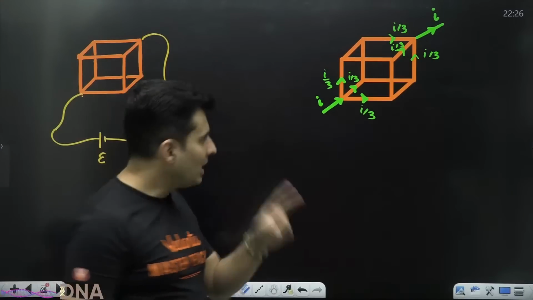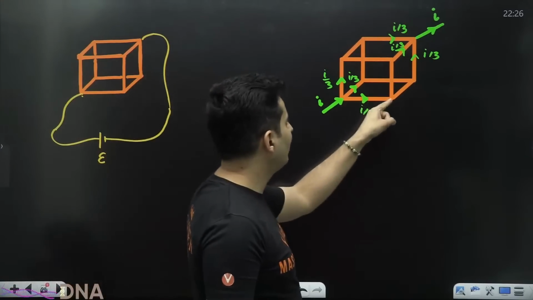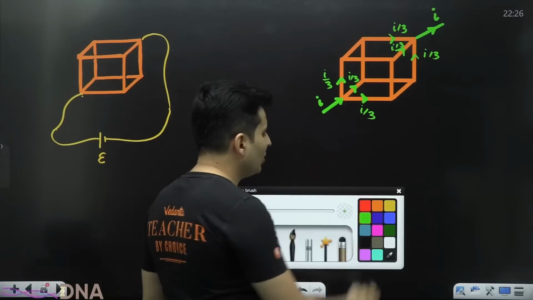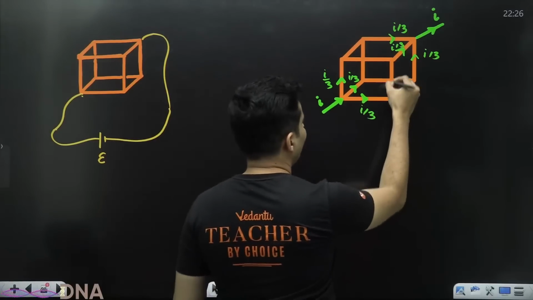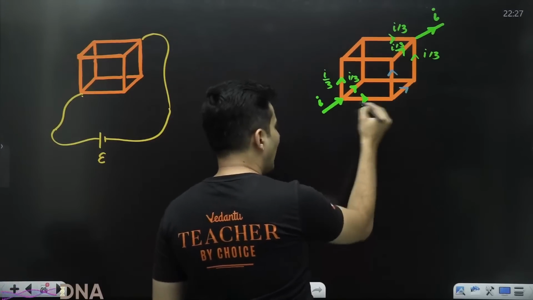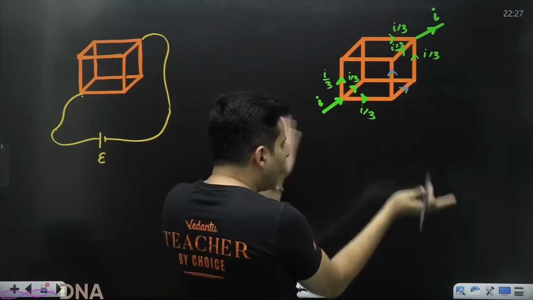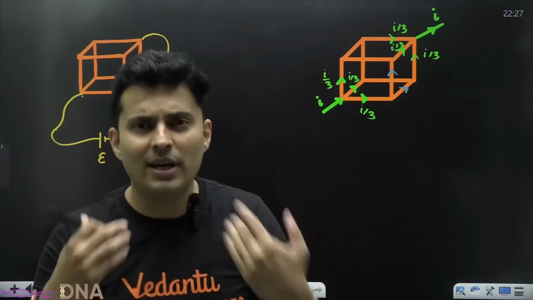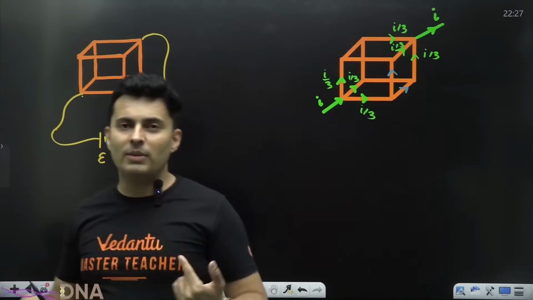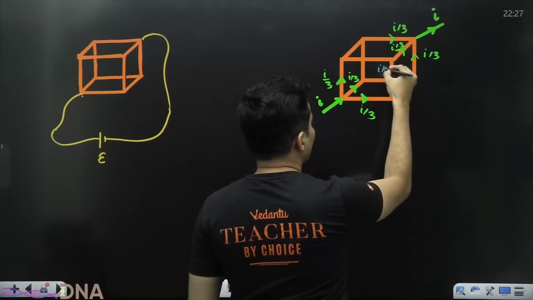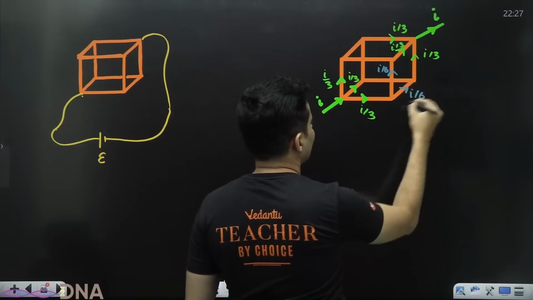Okay. Now, after going here, can you see there are two equivalent ways? So one, it can go like this or like this. So I by 3 gets divided into half each. So what is half of I by 3? 1 by 3 into 1 by 2 is 1 by 6. So each one of them will be I by 6 and I by 6.